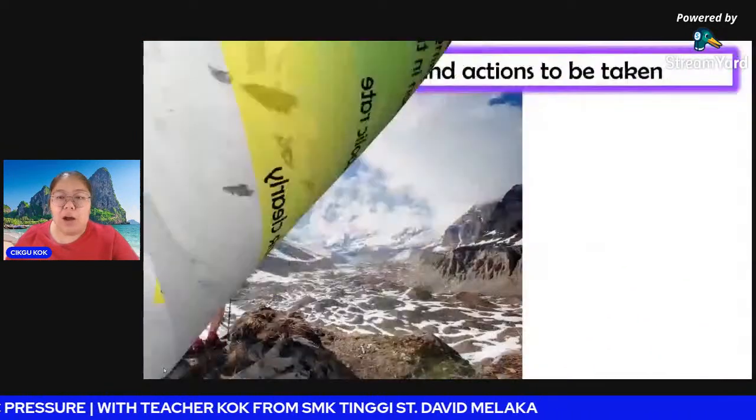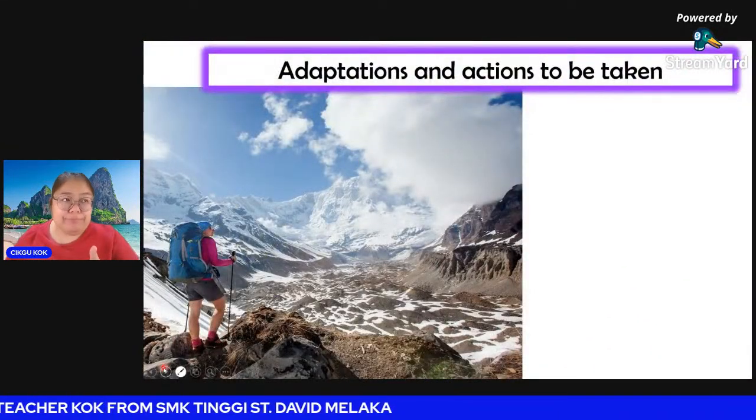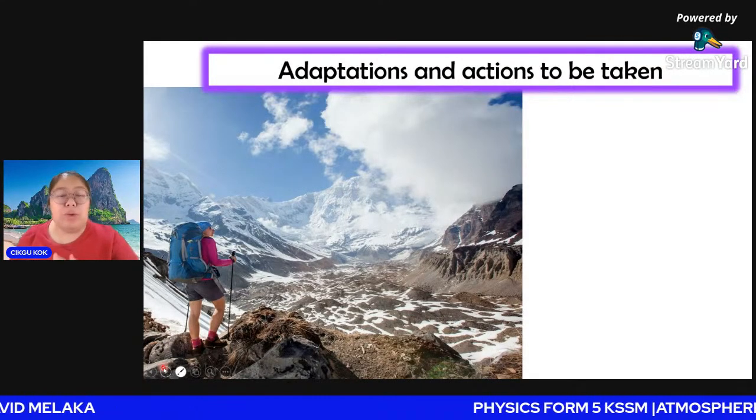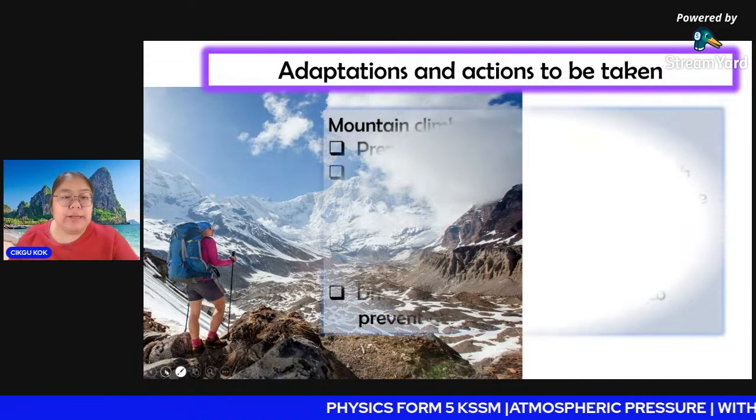So from here, what precautions and actions do you need to take when you want to climb a mountain? They explain it for you.